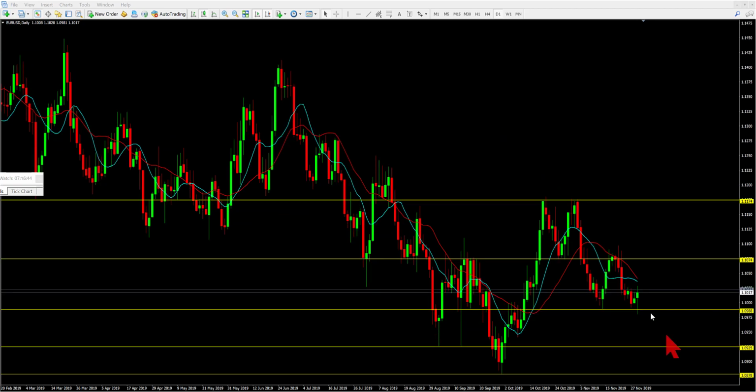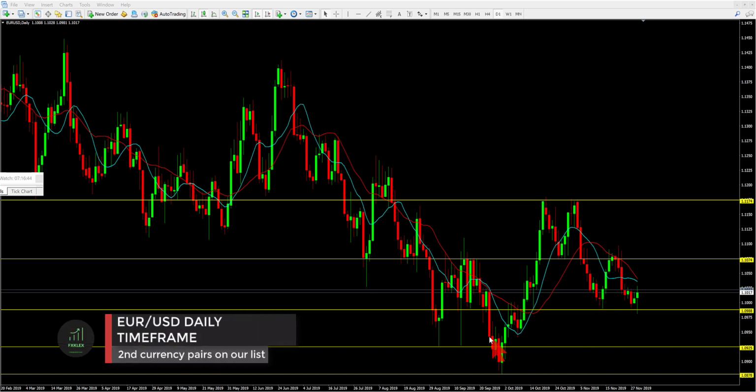And the second on our list is EUR/USD. EUR/USD has been in a bearish trend on a long-term basis, and right now our price seems to be still striving for a change of trend.